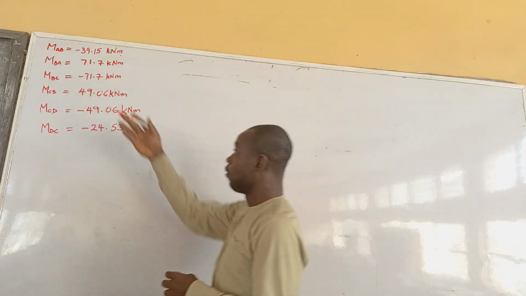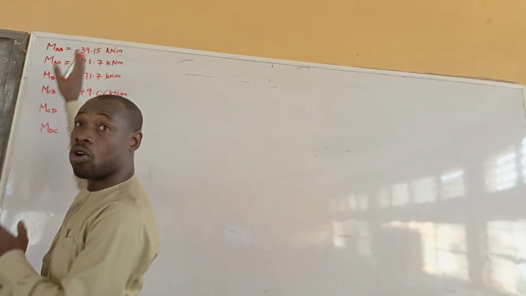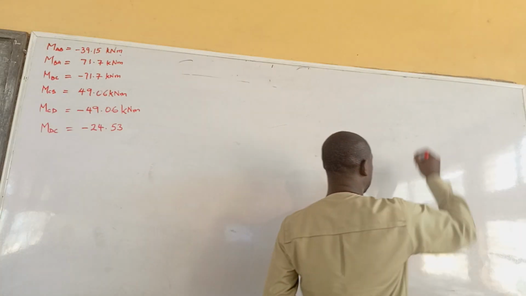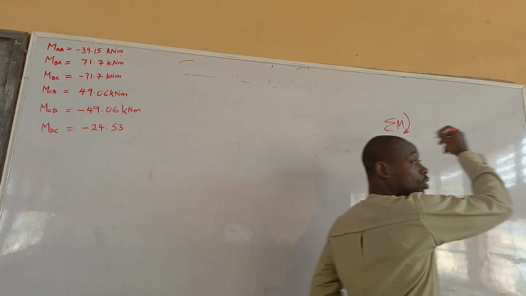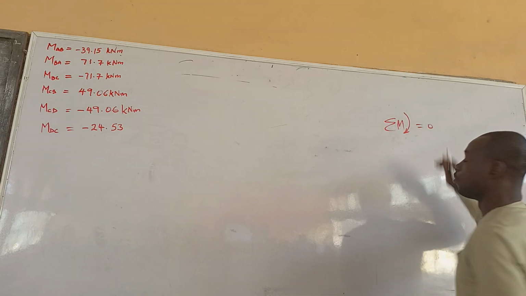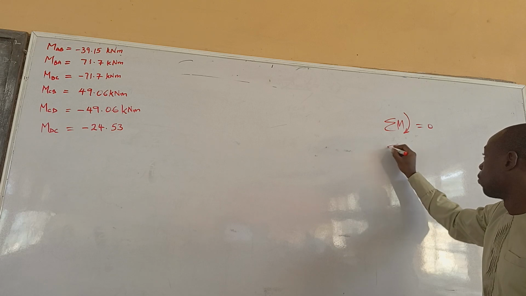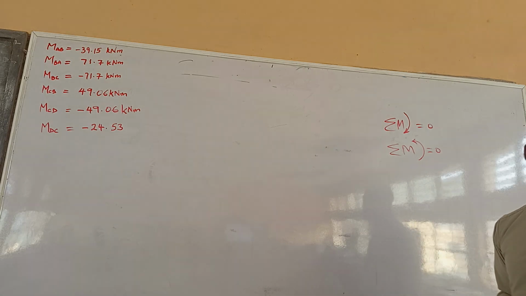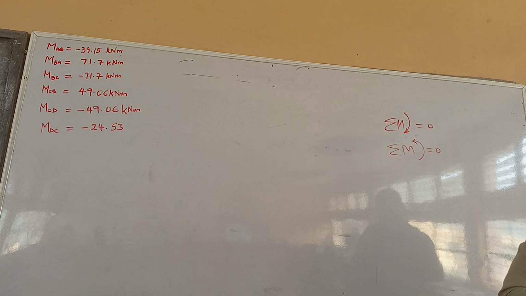It is possible for you to have positive here, negative here, positive here, negative here, positive here, and positive here. However, it's either you have it in that form or you have it in this form. What it means is that if you are considering your moments, if you are saying let summation of moments about this direction be equal to 0, you might have this. However, if you say let summation of moments in this direction be equal to 0, then we have the reverse case. I hope you understand me.